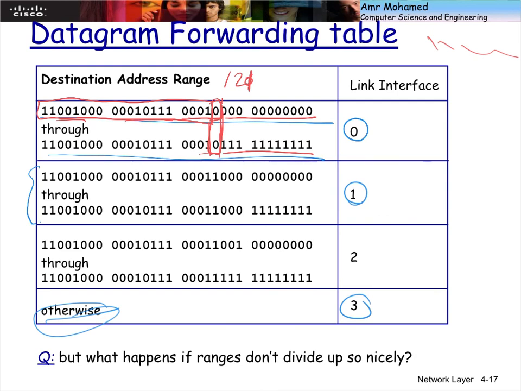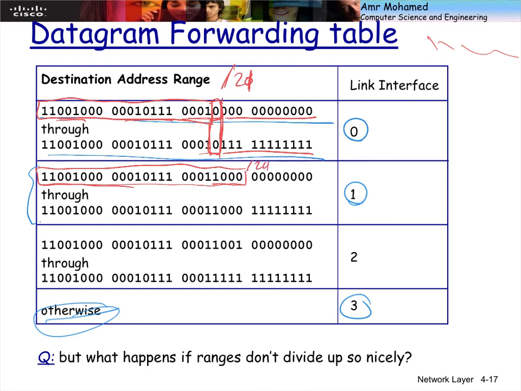For each row, I put the subnet address. This subnet address slash 21 means the first 21 binary digits are common in this network. And here, it seems all the way up to here. So this part is common, right?